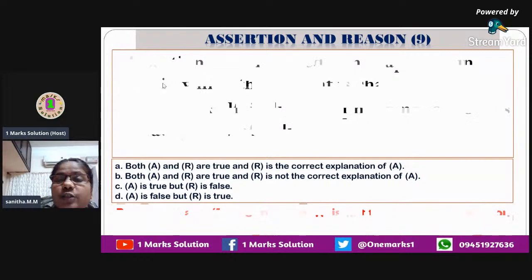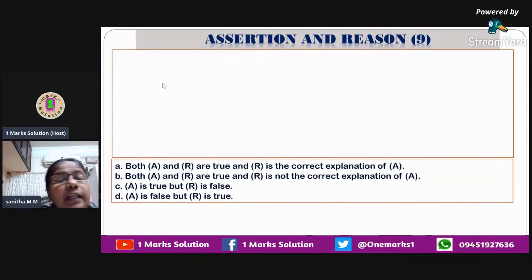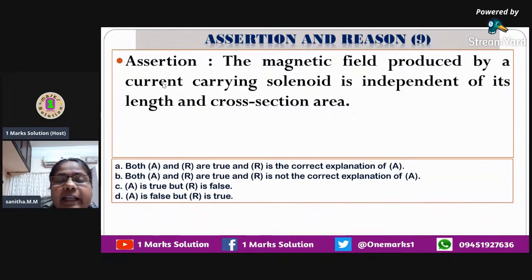Yes, now we can go for the next one, the 9th question. The magnetic field produced by a current-carrying solenoid is independent of its length and cross-section area. See that? A solenoid or any conductor will produce a magnetic field when current is passed. But it is written here that it is independent of its length and cross-section area. Absolutely correct. Why? Because it depends on the strength of the current, the number of turns and the medium inside the solenoid.